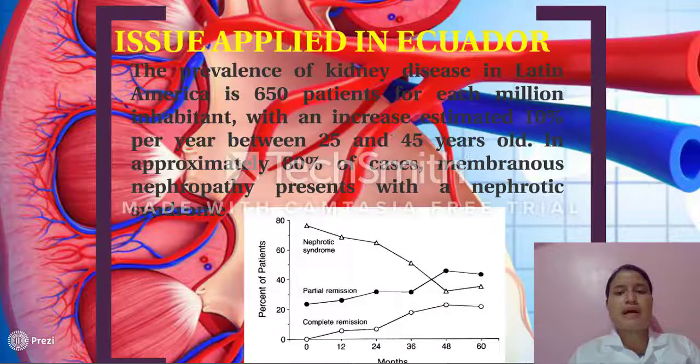The same issues apply in Ecuador. The prevalence of kidney disease in Latin America is 650 patients for each million inhabitants. We can estimate an increase of 10% per year between 25 and 45 years old. In approximately 80% of cases, membranous nephropathy presents with a nephrotic syndrome.